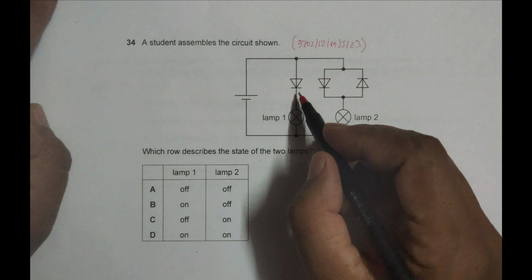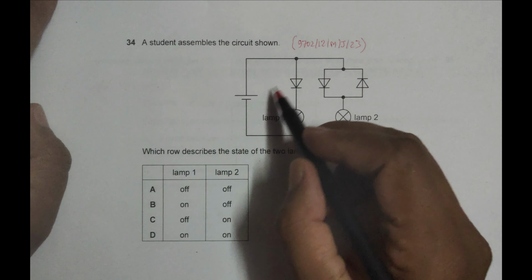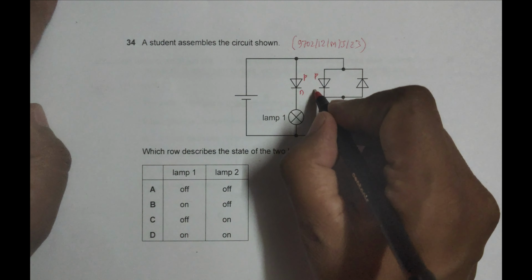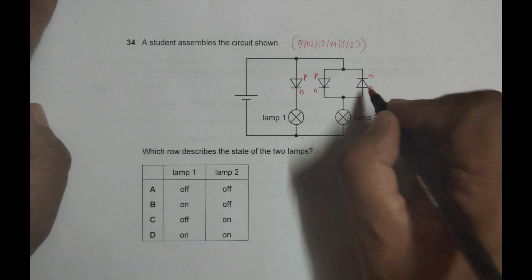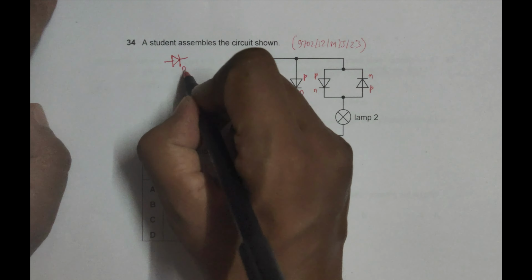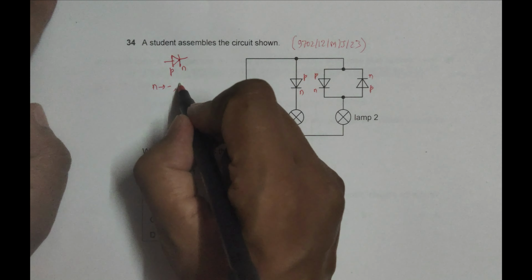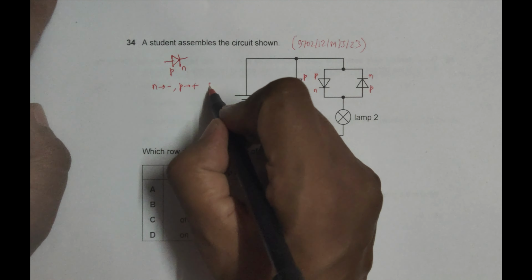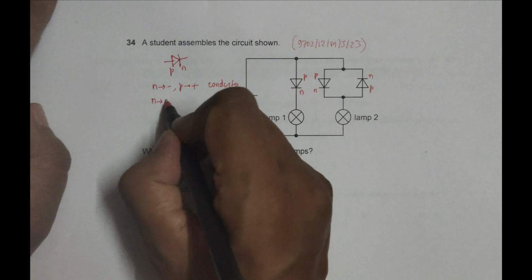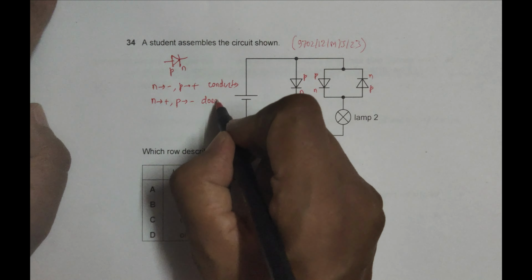So here a diode conducts when its N side connects to the negative and its P side to the positive. This is N side, this is P side. So if this is a diode, the bar portion is the N side and the other one is the P side. When N is with negative and P with positive, the diode conducts. But if reversed, when N connects to the positive and P connects to the negative, the diode does not conduct.